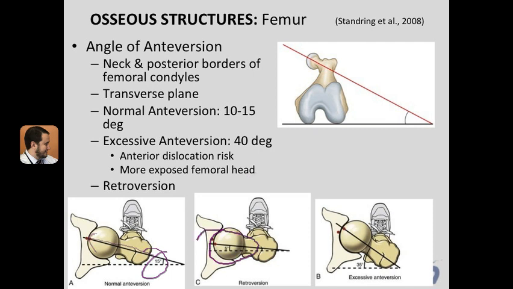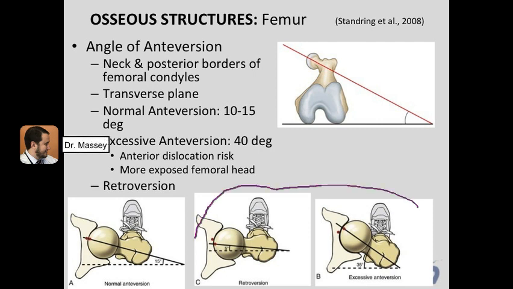We can see this abnormality. Excessive anteversion, about 40 degrees, can be problematic as it can predispose a patient to anterior dislocation of the hip. Also, it leaves that anterior femoral head a bit more exposed than it normally would be in a resting position. Also important to note that abnormal angles of anteversion can alter the position of the lower extremity relative to the pelvis.